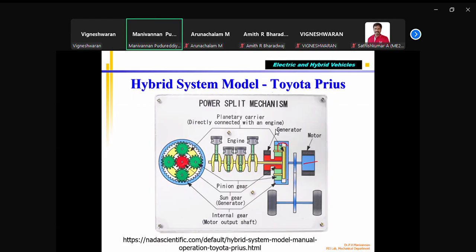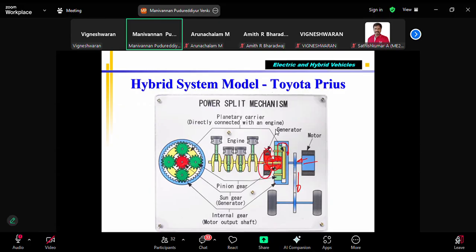So some power is coming from the motor, the engine torque, and some more power directly from this. So both are clubbed, and this is going to the wheels. And some amount of torque generated by the engine is split here and goes to the generator to charge the battery. Correct? So that's why we call it a split power hybrid.